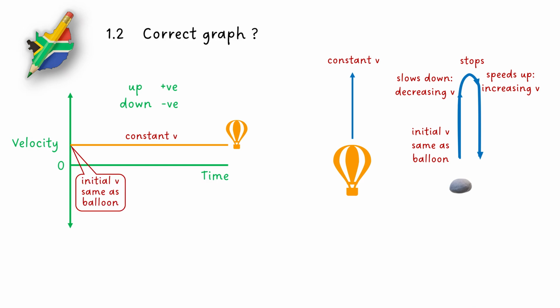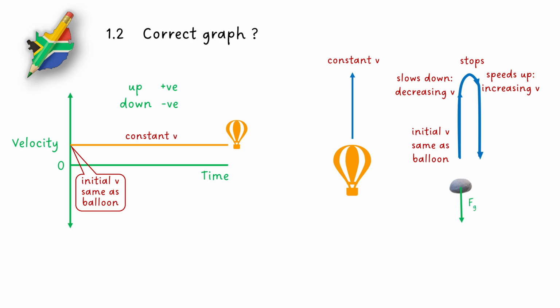At the instant the stone is dropped, it still has the same upward velocity as the balloon it was traveling with. It was moving with the balloon before release. So the stone will start with the same positive velocity value as the balloon.